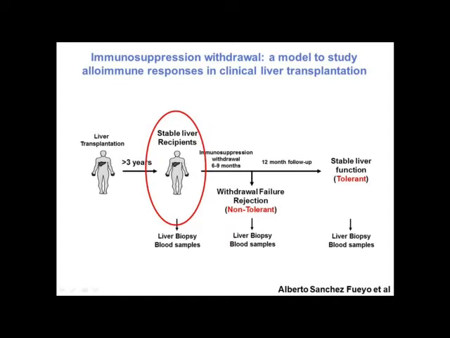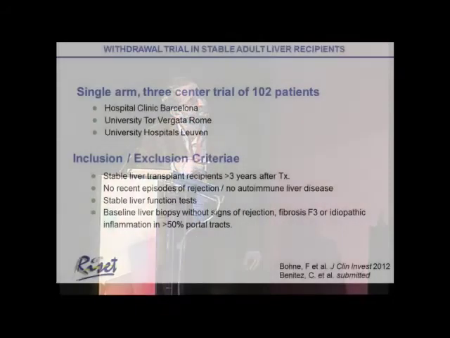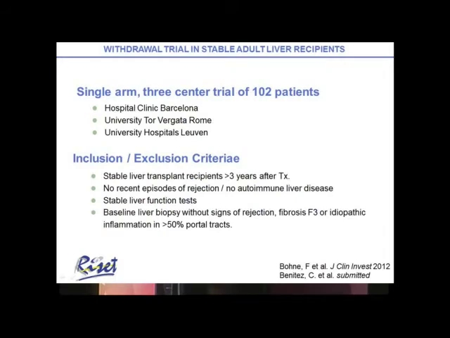This is not the case in kidney transplantation, for example, but in liver, about 40% of patients will be able to stop their immunosuppressive regimen if they have been correctly identified. So this was a study from Alberto, and as you may know, patients with stable liver graft after 3 years of transplantation were included in this study with withdrawal in about 6 to 9 months and then 12 months follow-up.